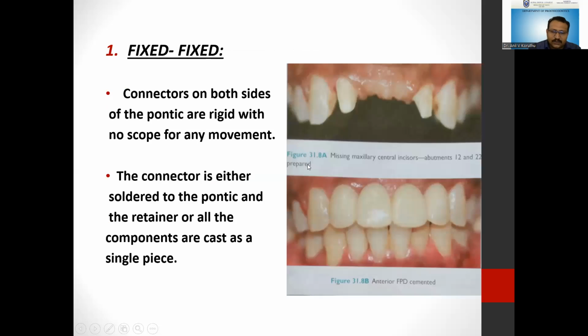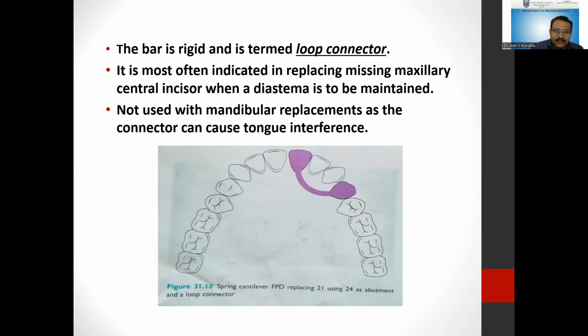So the advantage of such a restoration is that the number of units made is less. If you want to restore this, you will have to take support from one. You will have to have units like 1, 2, and 3, or else canine to canine. If the lateral is periodontally compromised, then you will have to take the support from the canine. So the number of units is high. So to reduce the cost, a spring cantilever can be tried.